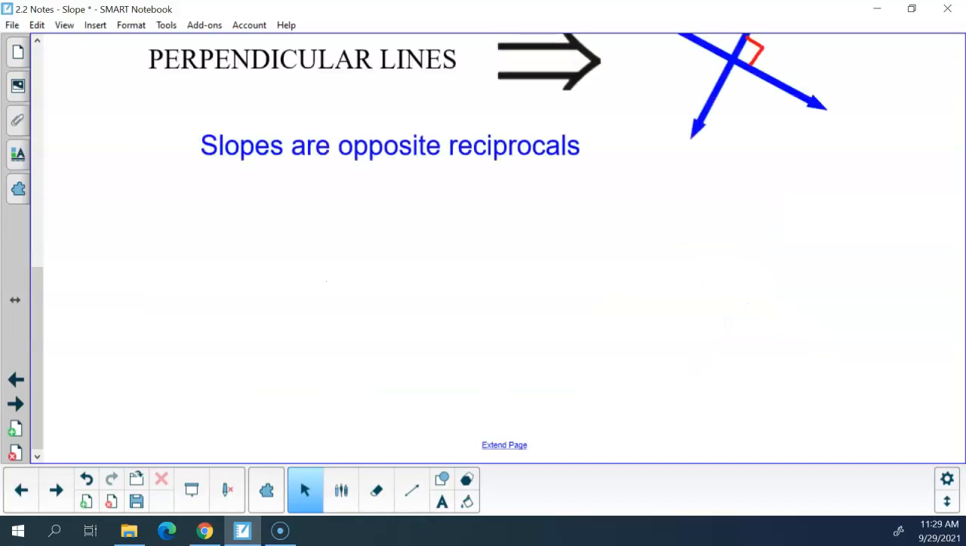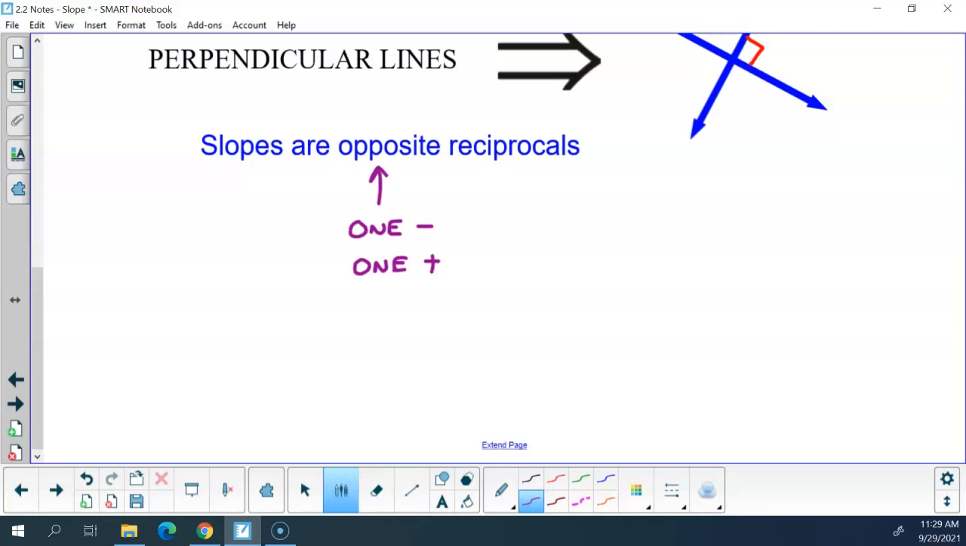Now, let's break that down here for a minute. Let's talk about those two words. Opposite. What does it mean to be opposite? One's got to be negative, one's got to be positive. So if you are comparing two slopes and they're the same sign, meaning they're both positive or they're both negative, they cannot be perpendicular. Because one has to be positive, one has to be negative.